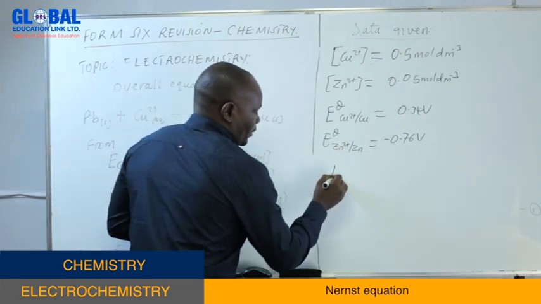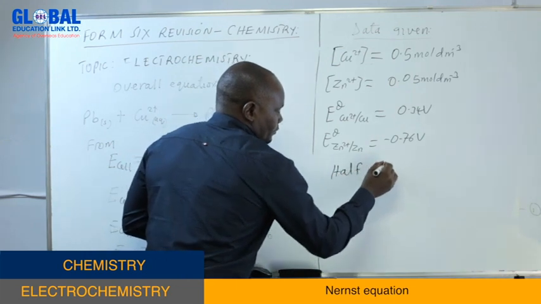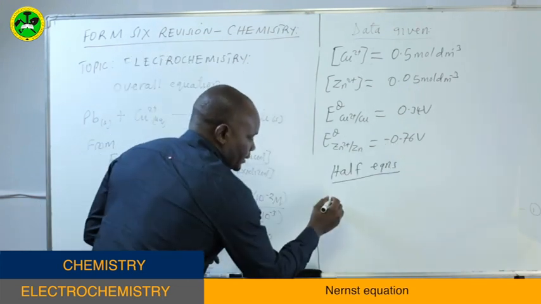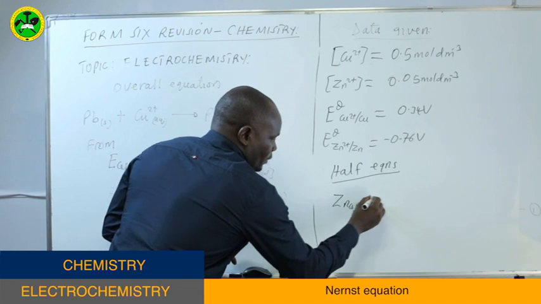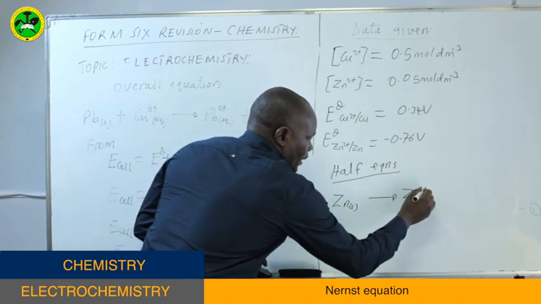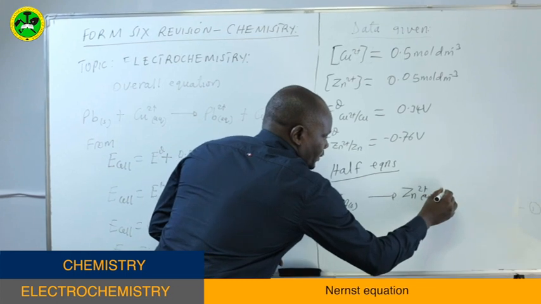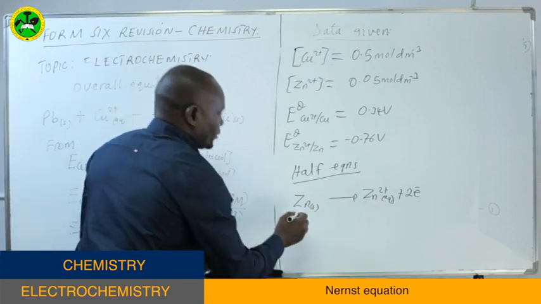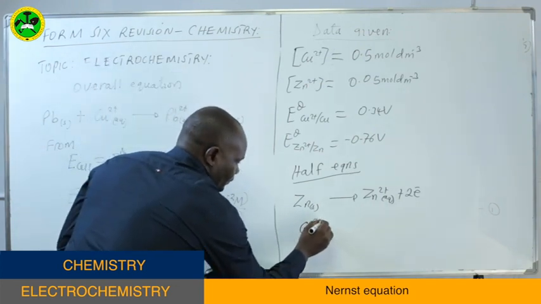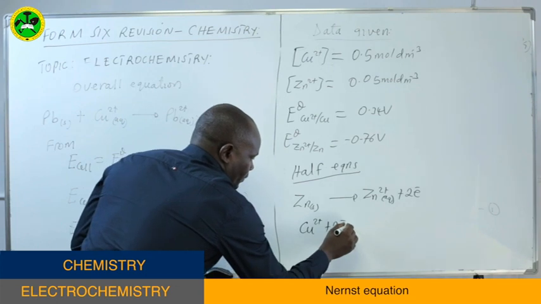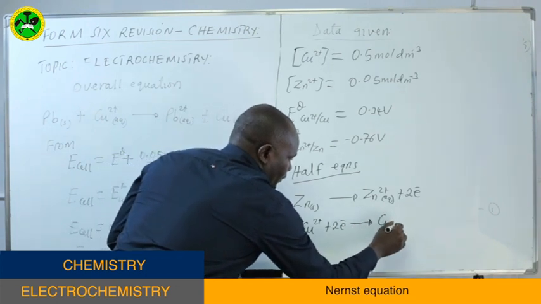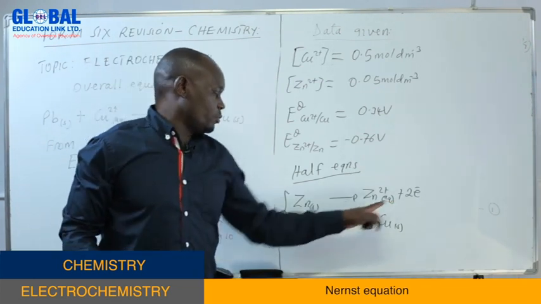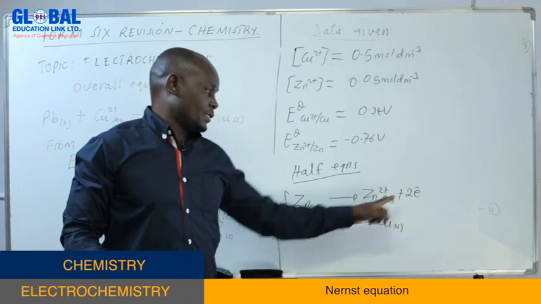So the half equations of our cell: since zinc undergoes oxidation, it will be zinc solid to zinc 2+ ions plus 2 electrons. And copper is the one that undergoes reduction, so you will have copper 2+ plus 2 electrons, then you will have copper solid. So these are the two half equations. Then our n here is 2 because the number of electrons has been balanced at 2.